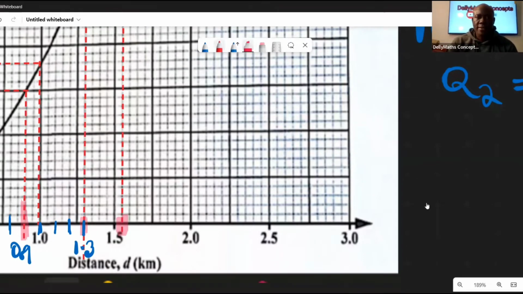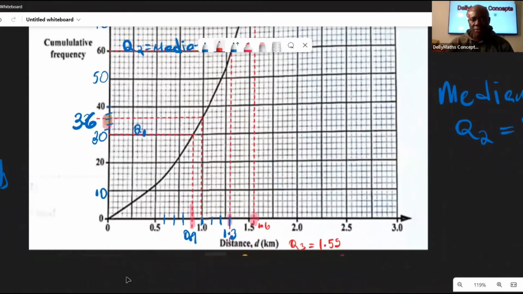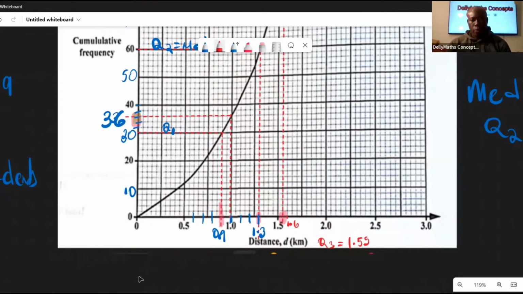Now remember, based on the scale, if you're really reading, right here is 1.6. So you're talking about a number halfway between 1.5 and 1.6. Q3 is actually 1.55. You're referring to 50 to 60, and between 50 and 60, you have 55. That's the sort of idea you want to be thinking of. So it's 1.55, which is Q3. It came down exactly halfway between 1.5 and 1.6.